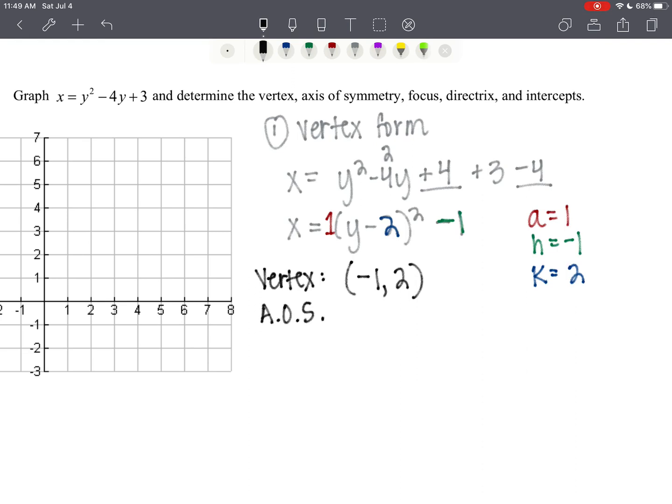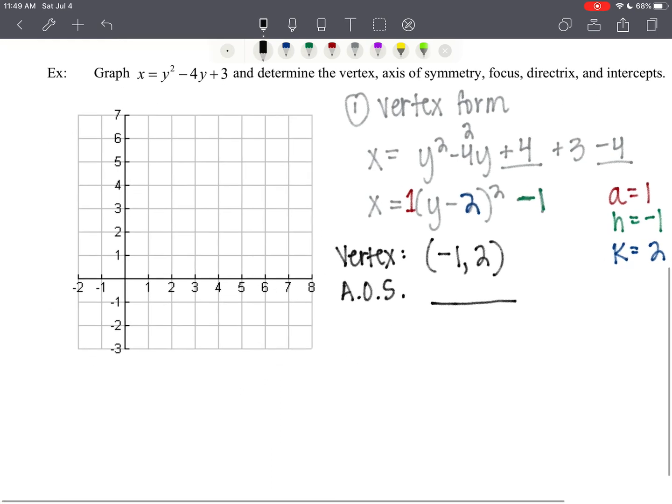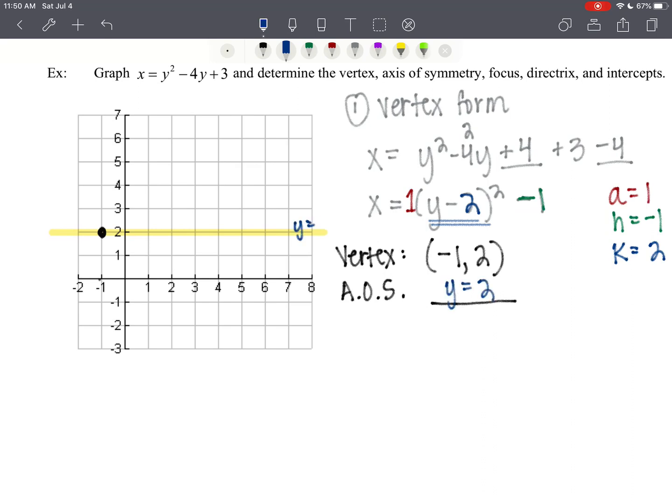Then we have our axis of symmetry. Now let's start graphing this. Left 1, up 2, there's our vertex. We're going to draw that axis of symmetry horizontally going through the vertex. So the axis of symmetry is going to be y equals 2. You can kind of see it right here. Y equals 2. And you can verify it on the graph. Y equals 2.